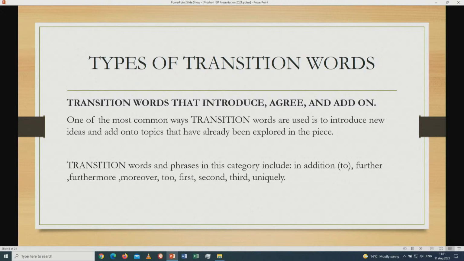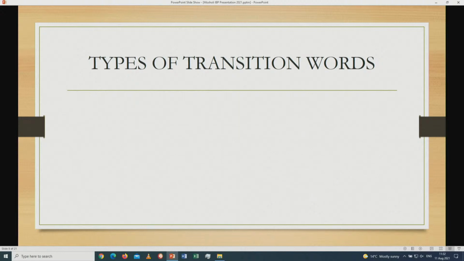Transition words and phrases in this category include in addition, furthermore, moreover, first, second, third, uniquely. For example, first, preheat the oven. Second, sift together all your dry ingredients.